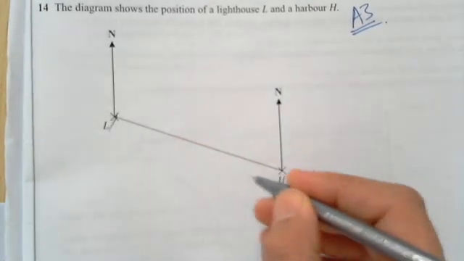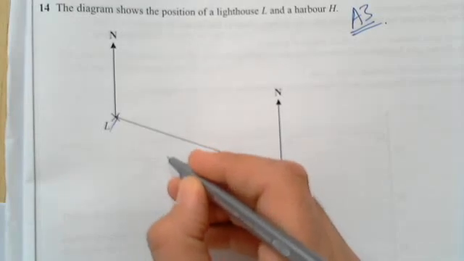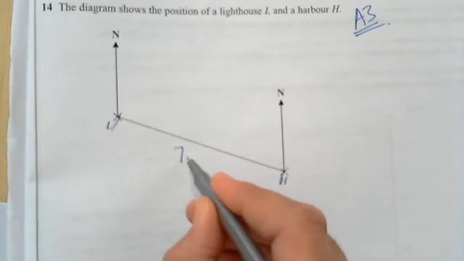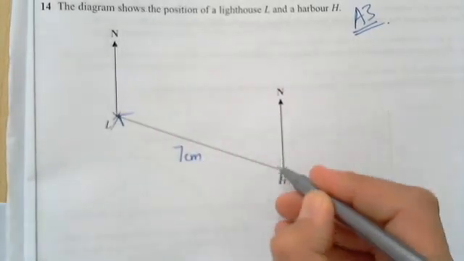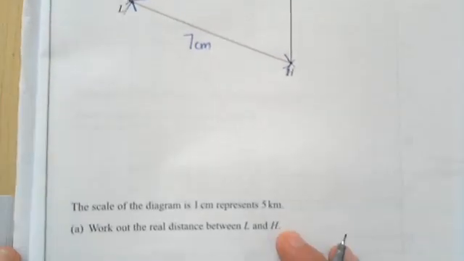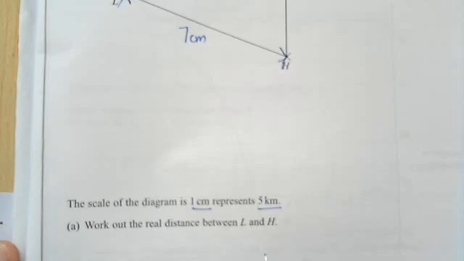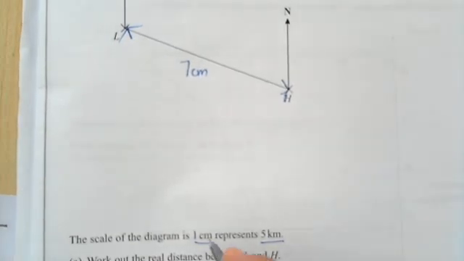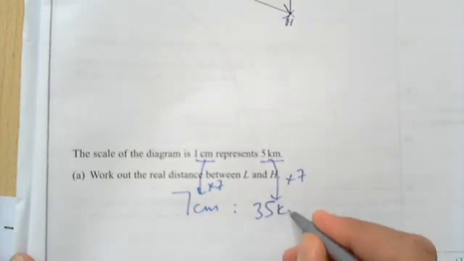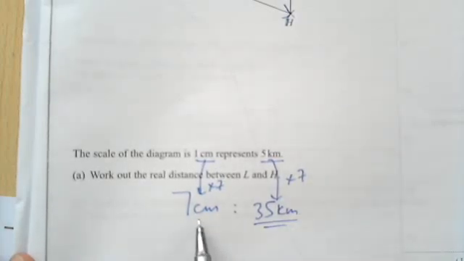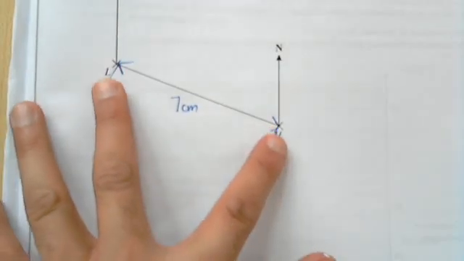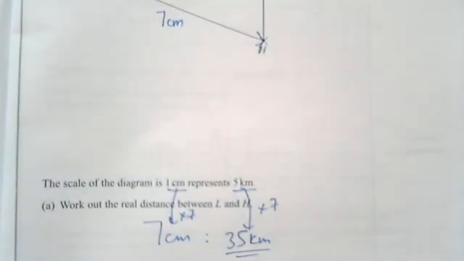Okay, so this distance from here to here, I've just confirmed it by measuring a correct scale diagram. That is 7 centimeters using a ruler. Okay. Scale is 1 centimeter is 5 kilometers. Work out the real distance between L and H. So 7 centimeters times by 5. So 7 centimeters on our scale diagram here is worth 35 kilometers.